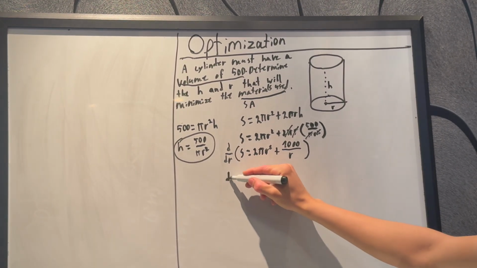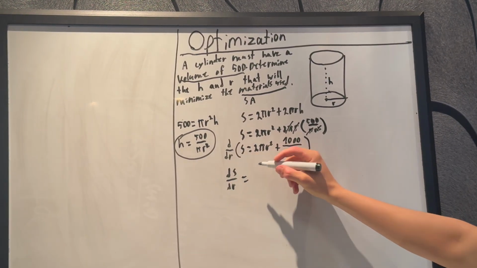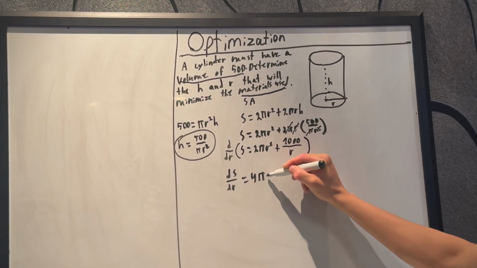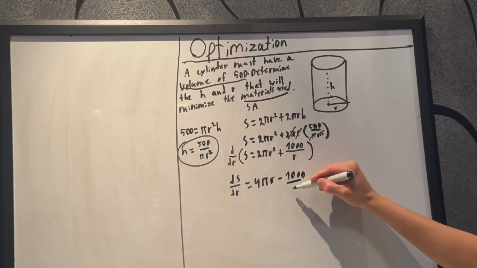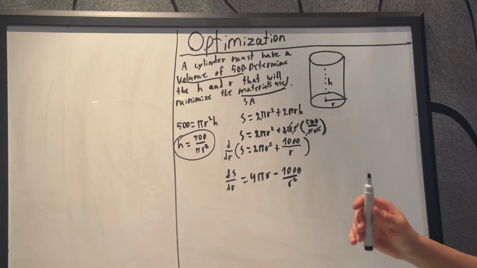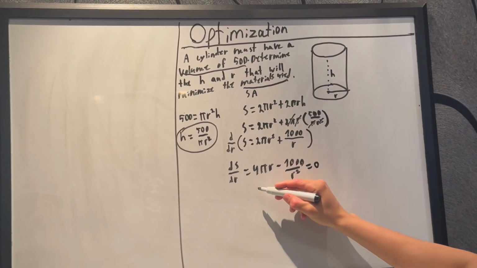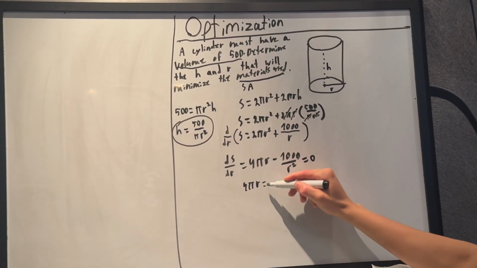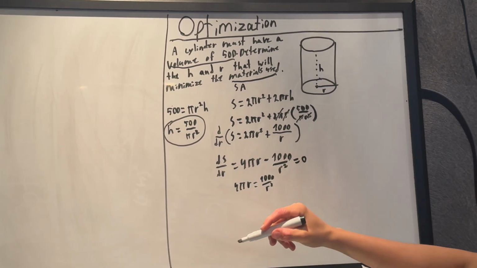So we take the derivative with respect to r. So here we're going to have the derivative of surface area with respect to the radius, and then we just use the power rule here, so we bring down the 2, so we have 4 pi r minus 1,000 over r squared. Okay, so now we want to set that derivative equal to 0, and now we just have to solve for r. We're going to have 4 pi r is equal to 1,000 over r squared.